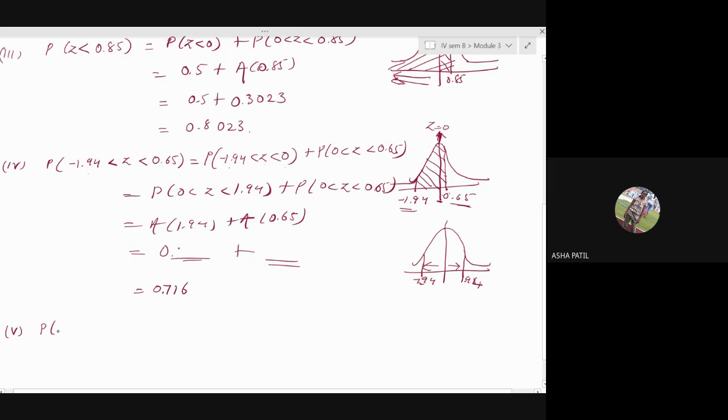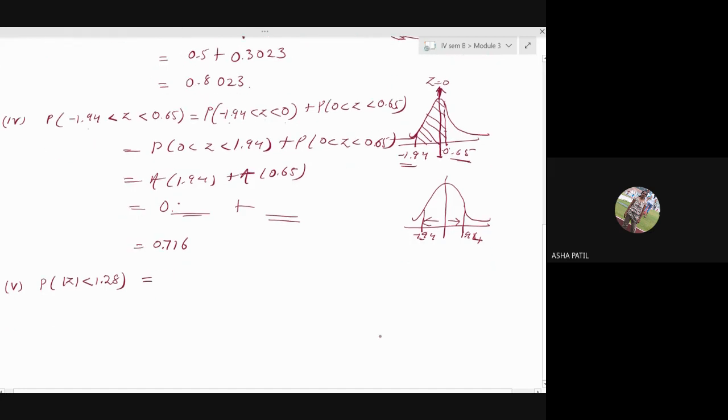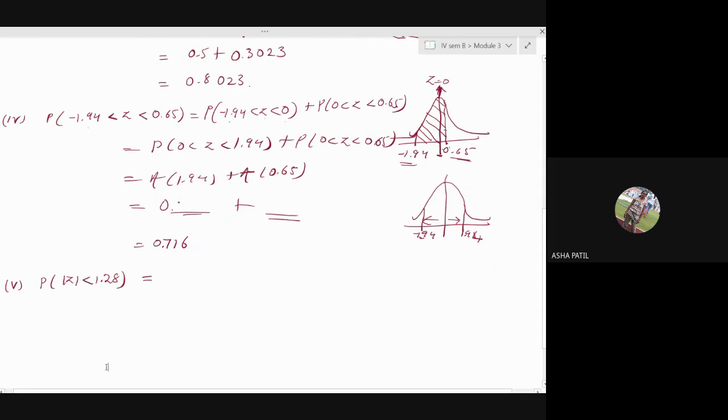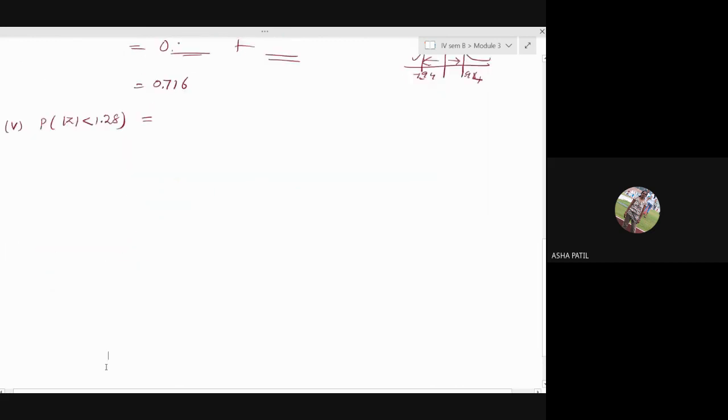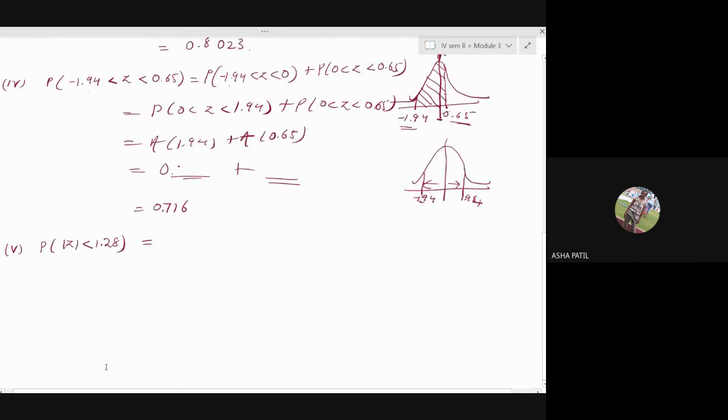Probability that mod z is less than 1.28. Mod of z is less than 1.28. What do you mean by mod z is less than 1.28? What is the value of z? Mod z is less than 1.28 means what should I write here?